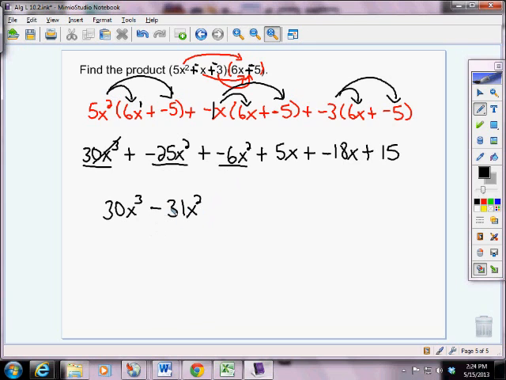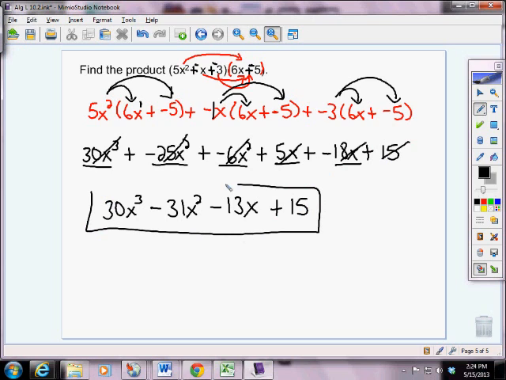Again, if you want to write that as plus a negative 31x to the second, that's fine. Then I have these two x terms. 5x plus negative 18x is a negative 13x. And that just leaves my 15. So again, the trick to multiplying a binomial times a polynomial is to take each one of the terms in a polynomial and multiply it by the entire binomial, and then use your distributive property, then gather your like terms and write the answer in standard form.